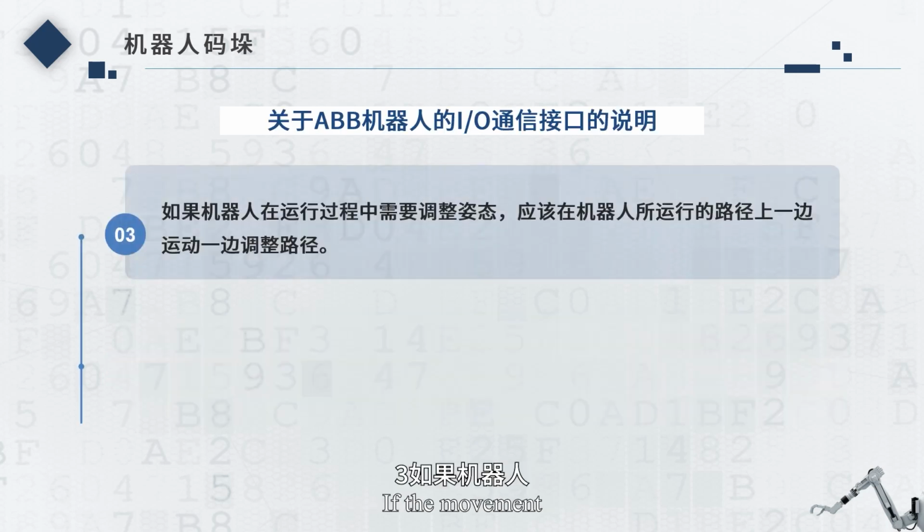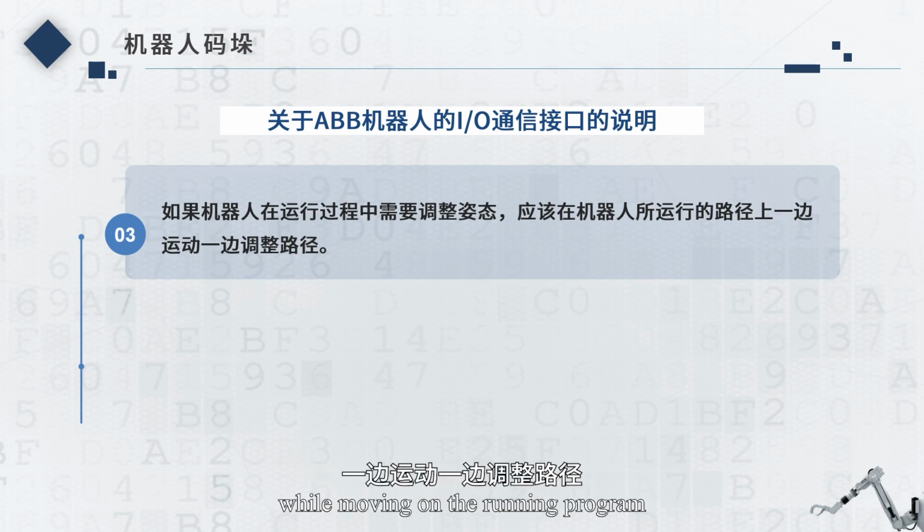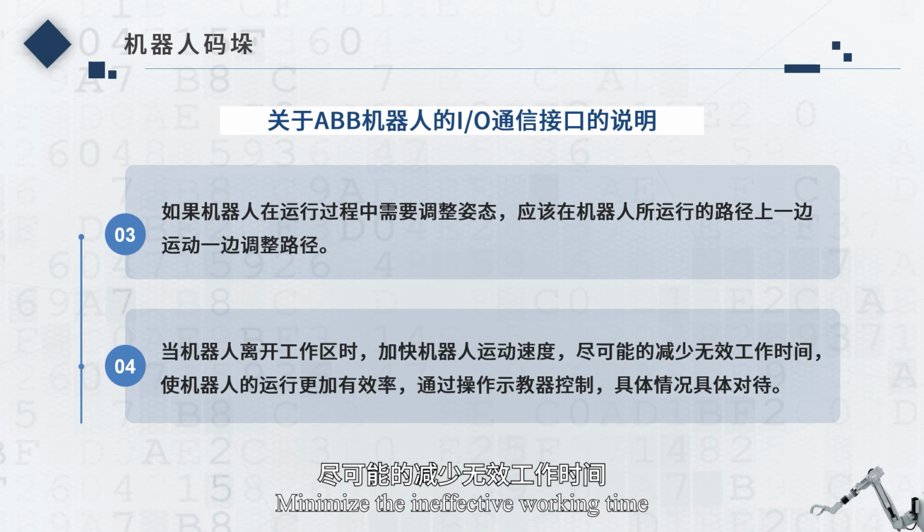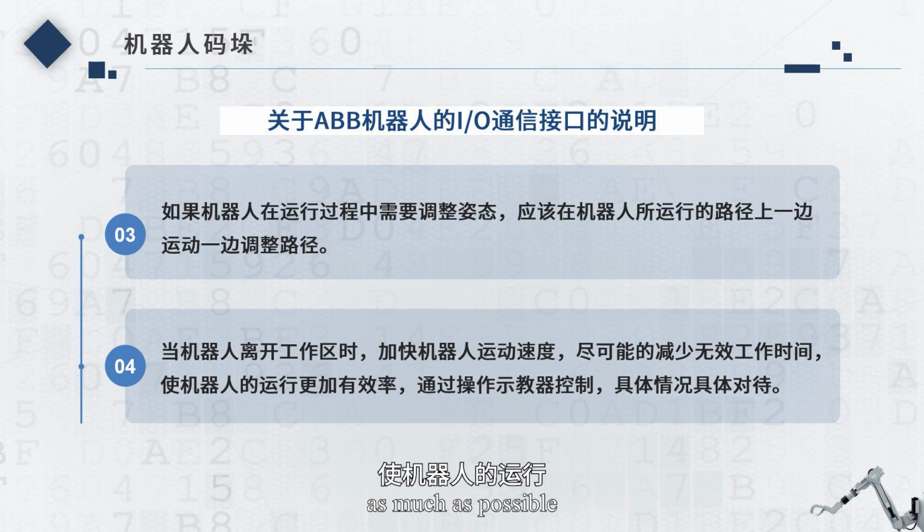If the movement needs to be adjusted during operation, it should be adjusted while moving on the running program. When the robot leaves the work area, speed up the robot movement. Minimize the ineffective working time as much as possible to make the operation of the robot more efficient.